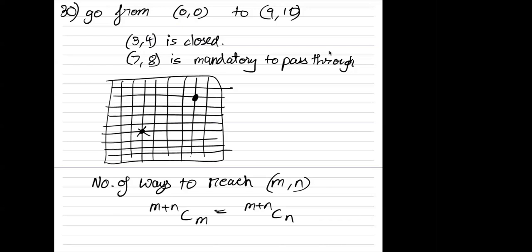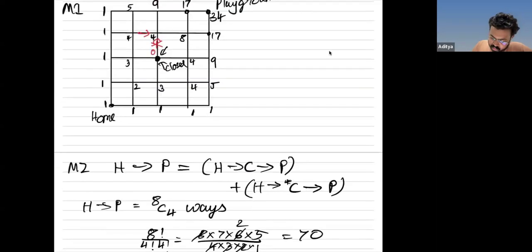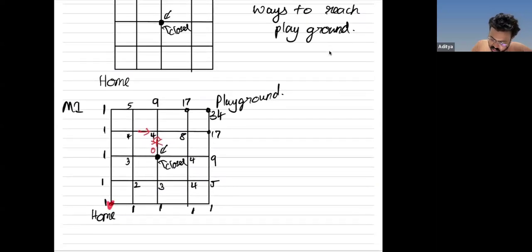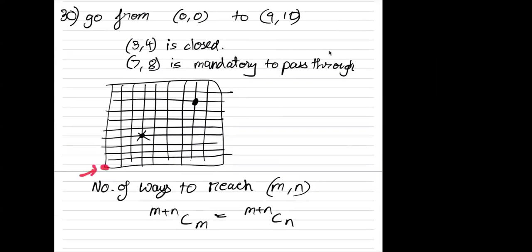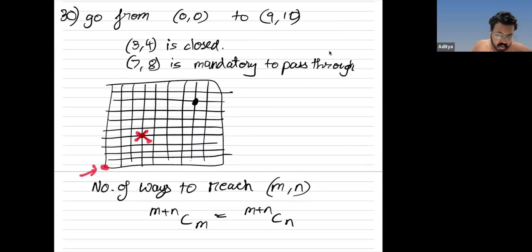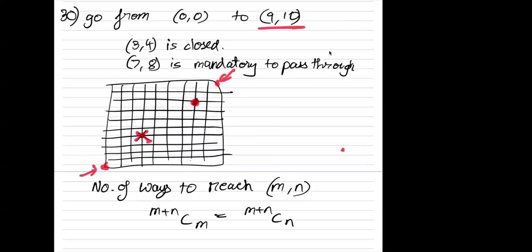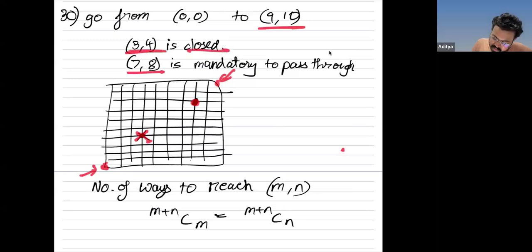Sir, can you make me understand the question? Did you understand the previous questions? Whatever we are doing, we are trying to go from a point on a grid to another point on a grid. Correct? Here, we are starting from the origin. You don't have to pass through this particular point. You have to pass through this particular point, and then you want to reach the final point, which is 9, 10. So we should not pass the point which is crossed out. Yeah, 3, 4 is closed. 7, 8 is mandatory to pass through. So all paths that you take will pass through this one, and then finally reach here.